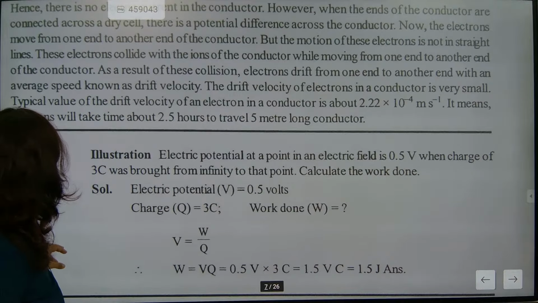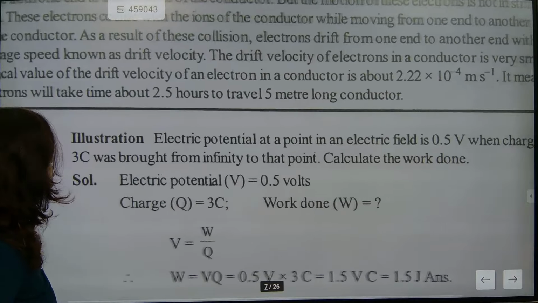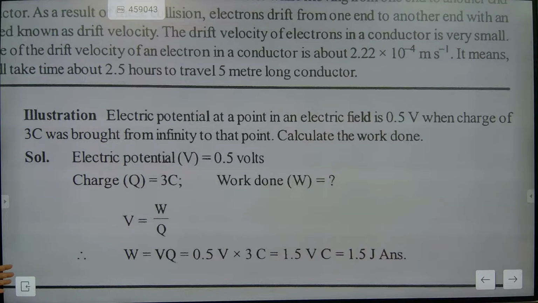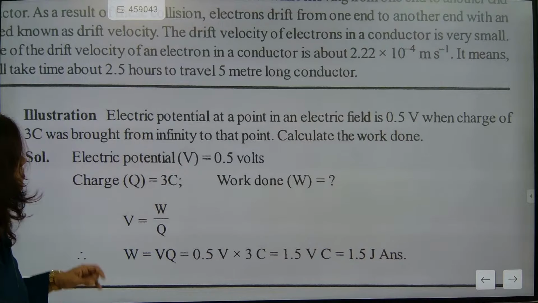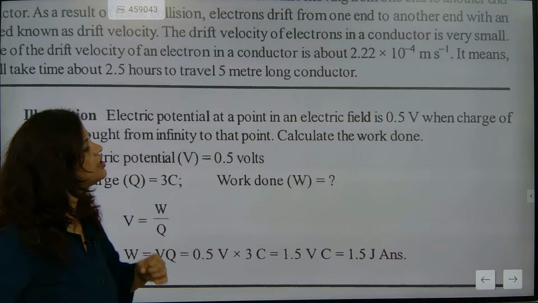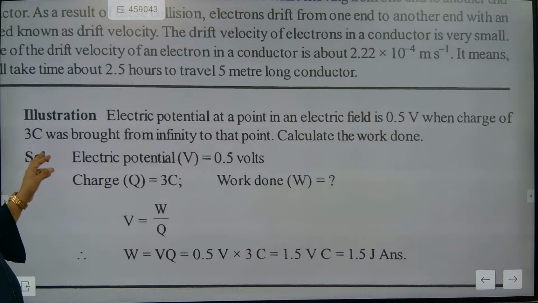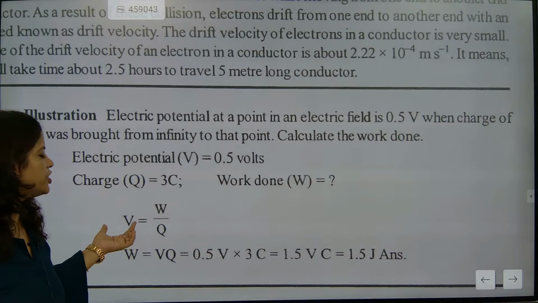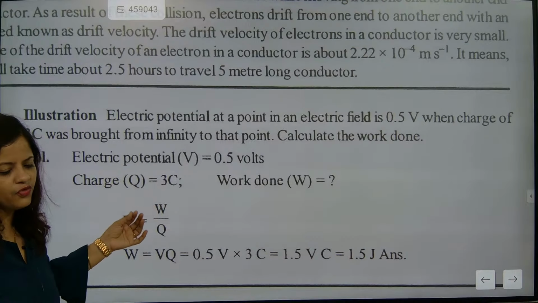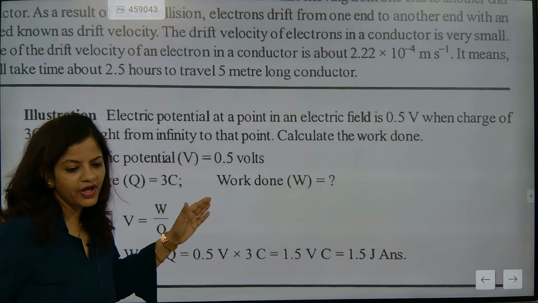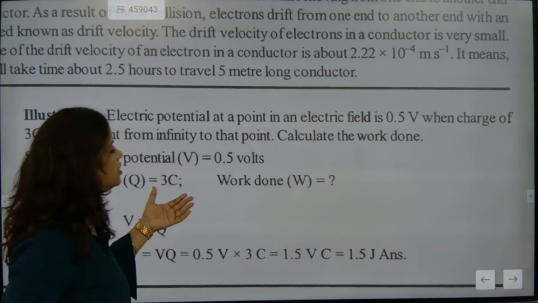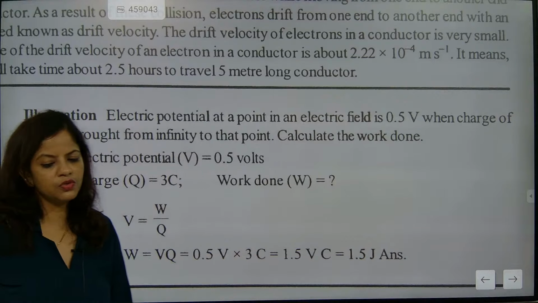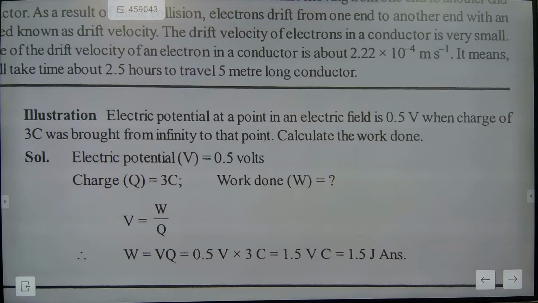So please kindly solve this question. Come on, go for it. I want everybody to try this question. The question given is: the electric potential at a point in an electric field is 0.5 volt. When a charge of 3 coulomb is brought from infinity to that point, calculate the work done. Potential is given as 0.5 volt, and the charge is 3 coulomb. Work done is equal to potential into charge, so the answer is 1.5 joules. Only multiplication is there, nothing big. This is the easiest question.